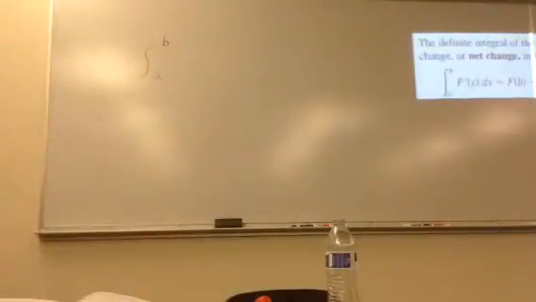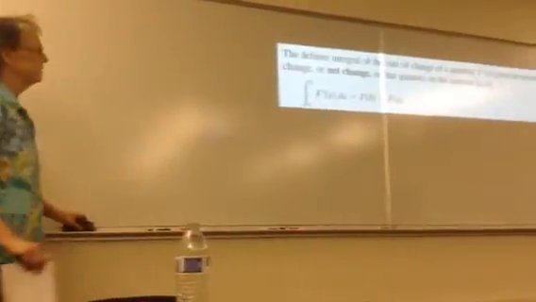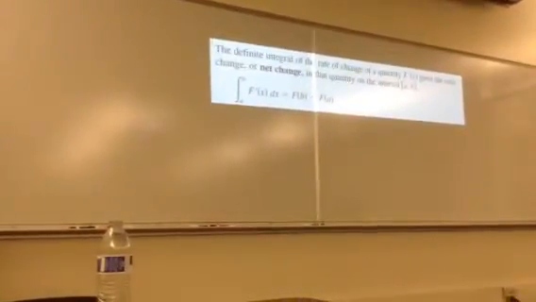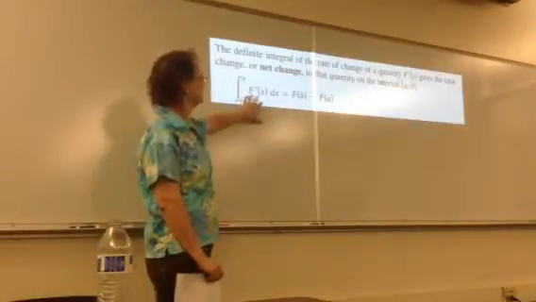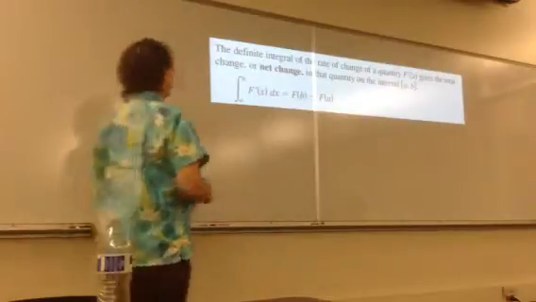Oh, wait a minute, I have this typed, I don't even have to write it. The definite integral of the rate of change of a quantity, big F prime of x, gives the total change or net change in that quantity on the interval.